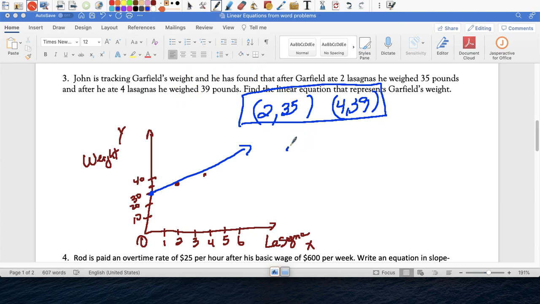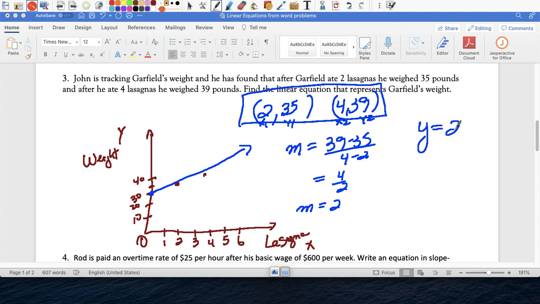So slope, x2, y2, x1, y1. So we do 39 minus 35 over 4 minus 2. And we get 4 over 2, which means 2. So the slope is 2. The rate of change is 2. So every time he eats a lasagna, he gains 2 pounds. So let's go back to the equation.